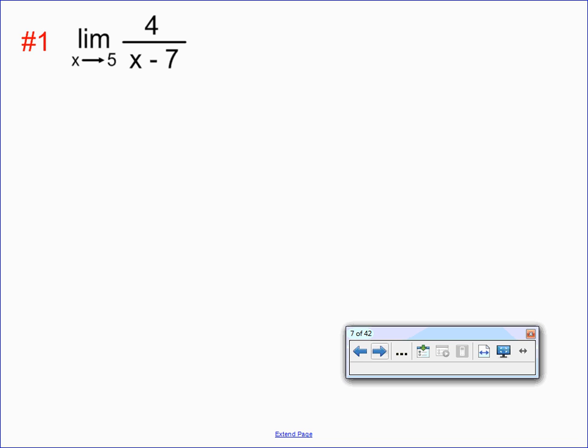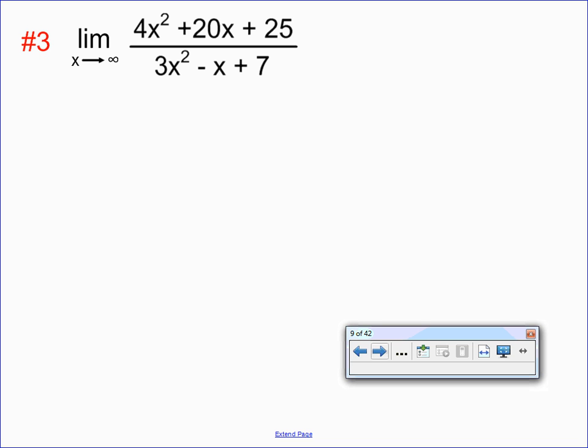Let's go ahead and do with your partner right now. We're going to evaluate the limit as x goes to 5 of 4 over x minus 7 with your partner. Number 2, let's remind ourselves about multiplying by the conjugate. As x approaches infinity, right? So this is the table. Everybody find it?